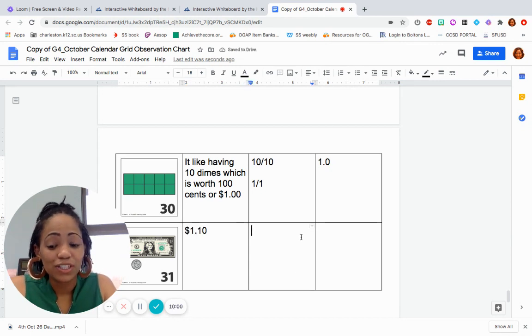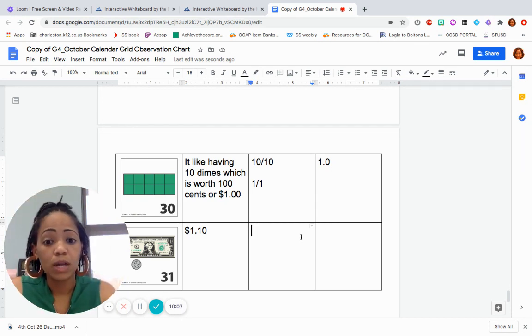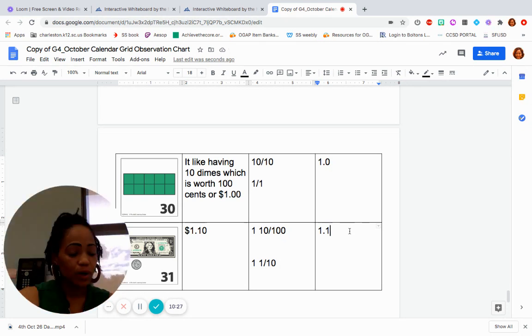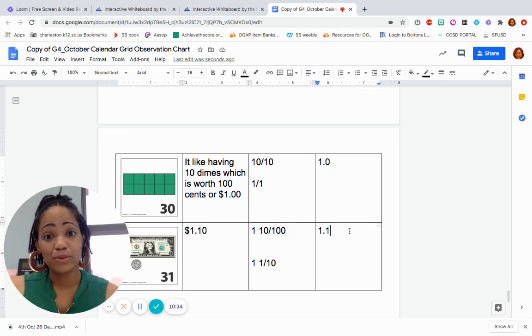$1.10, which is, how would I write that as a fraction? It will be 1 whole and 10/100, or, because that's 10 cents, 1 whole and 1/10, because it's 1 dime out of the 10 dimes that we needed. So here's what it would look like as a decimal. We are going to do more work with fractions and decimals this year. So hopefully you feel a little bit more confident with them. And if not, we'll continue to work on them throughout the school year.